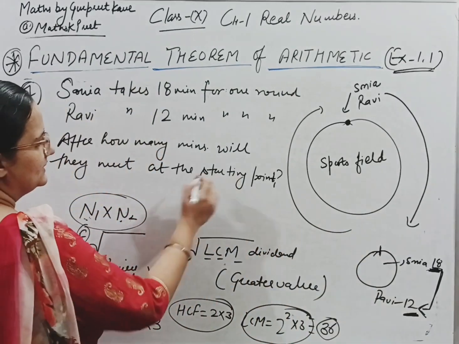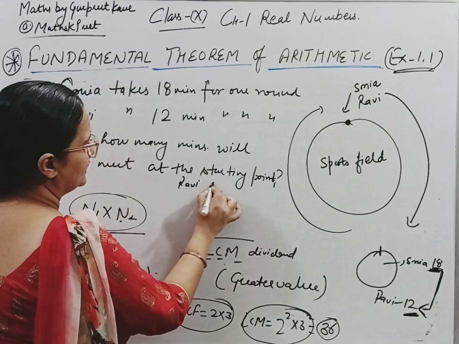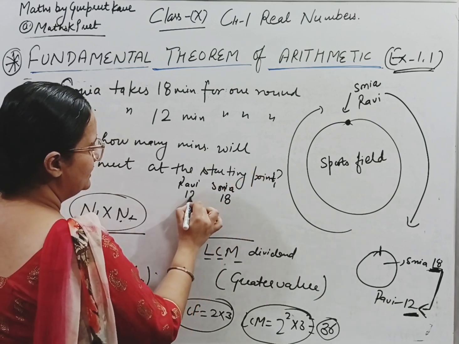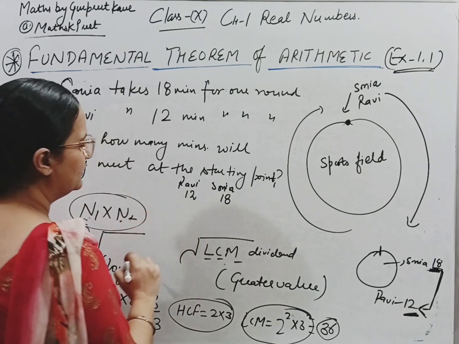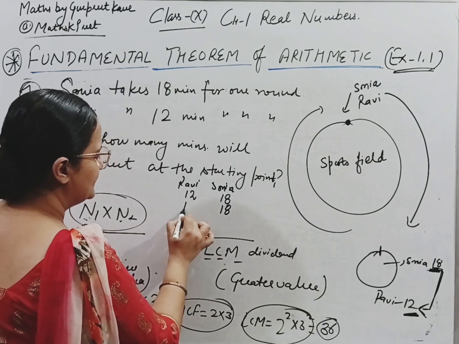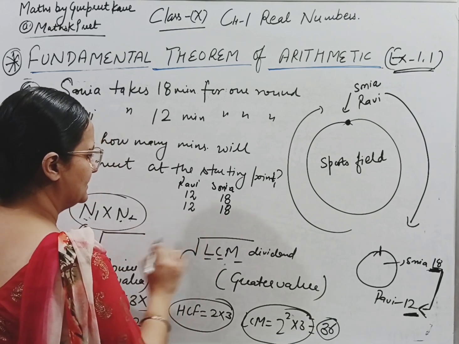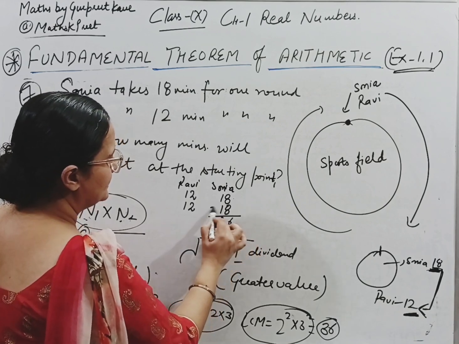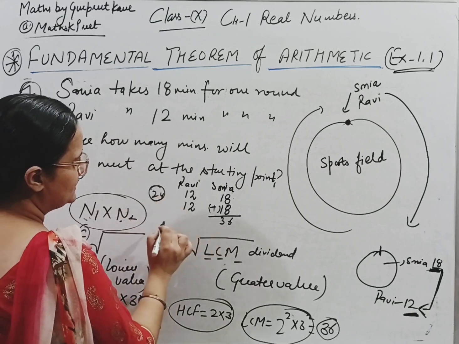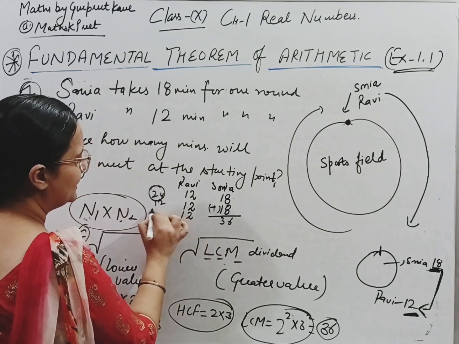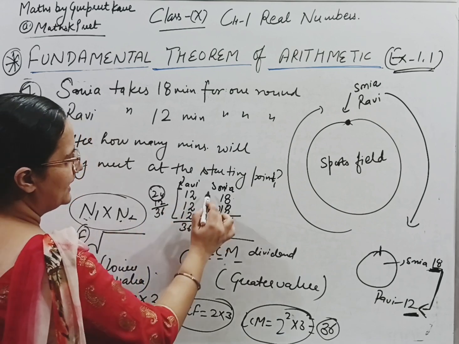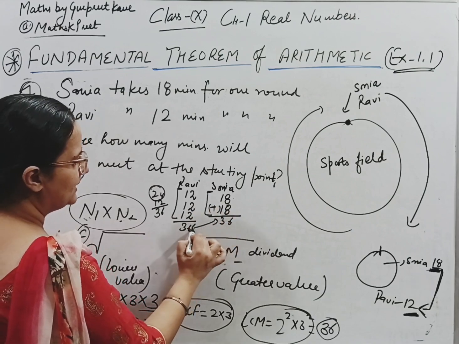The other way to understand is in one round, Ravi and Sonia. Sonia is covering in 18 minutes. In one round he is taking 12 minutes. For the second round she will take 18 more minutes. For the second round he will take 12 more minutes. That is 36 for her, and 24 for him. To meet at 36, I need to add one more 12 into it, so I'll get 36 here. That means Ravi will take 3 rounds and Sonia will take 2 rounds when they meet after 36 minutes.